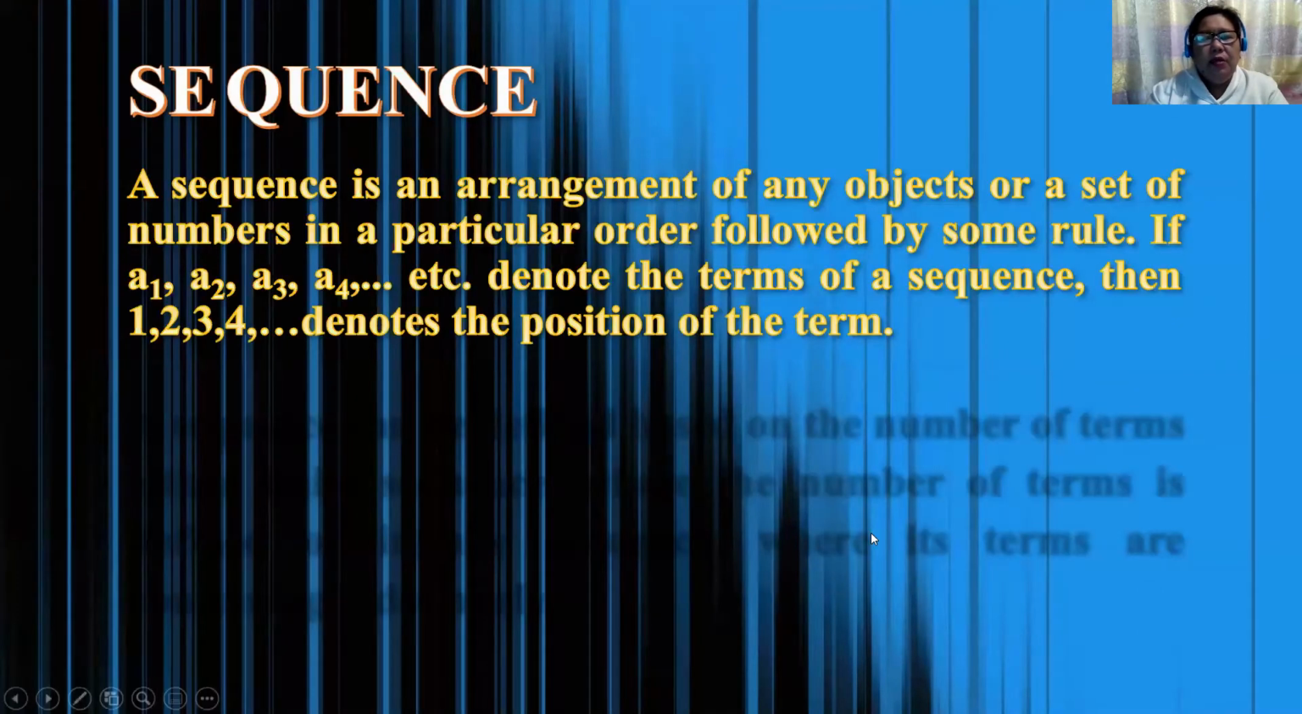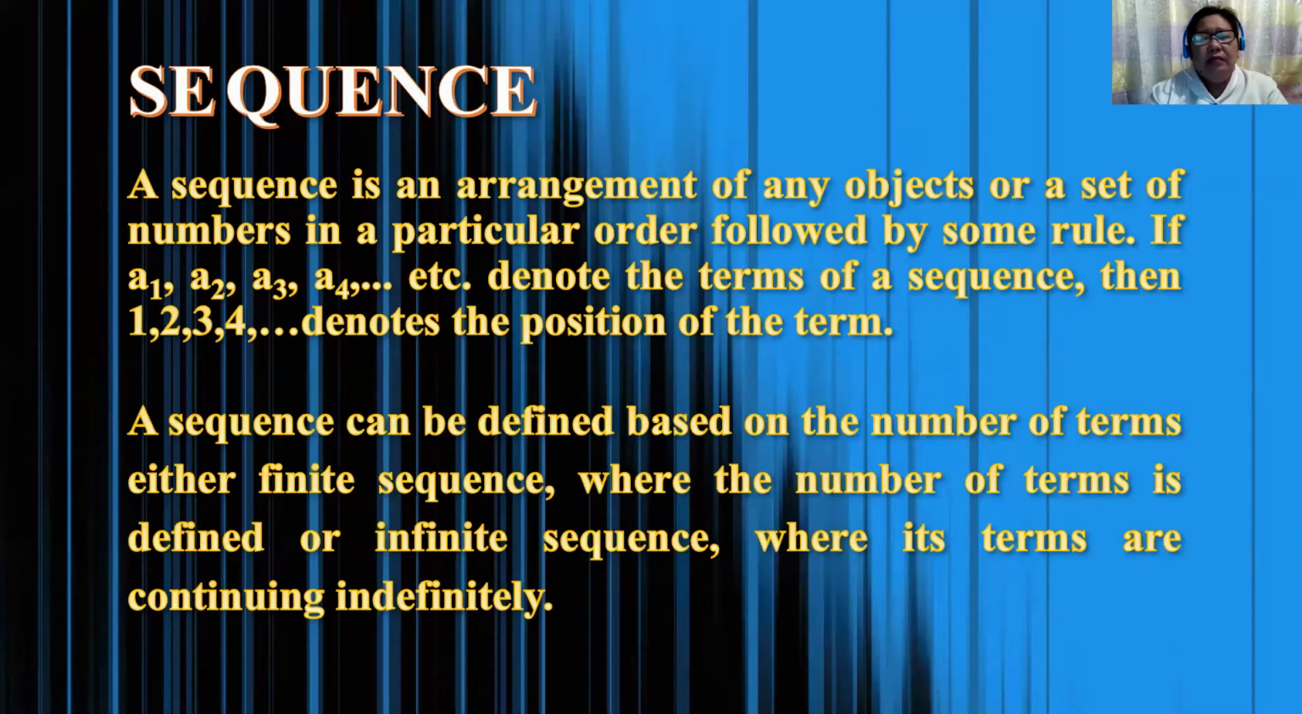Let us recall sequences and series. A sequence is an arrangement of any objects or a set of numbers in a particular order, followed by some rule. If a sub 1, a sub 2, a sub 3, a sub 4, and so on denote the terms of a sequence, then 1, 2, 3, and 4 and so on denotes the position of the term.